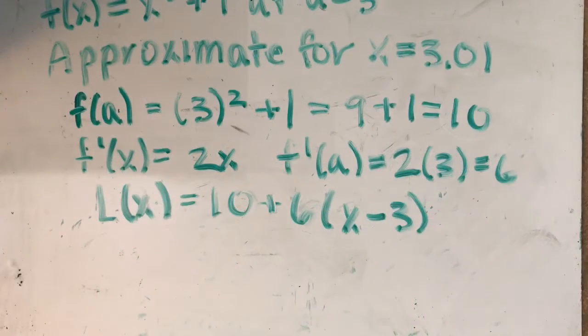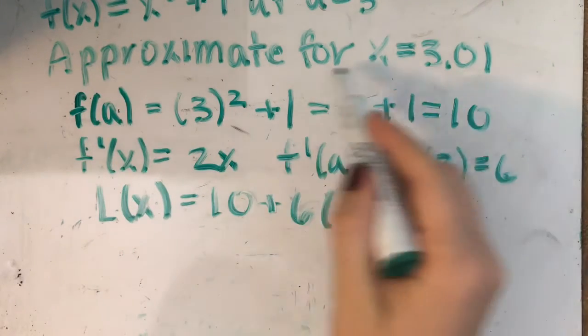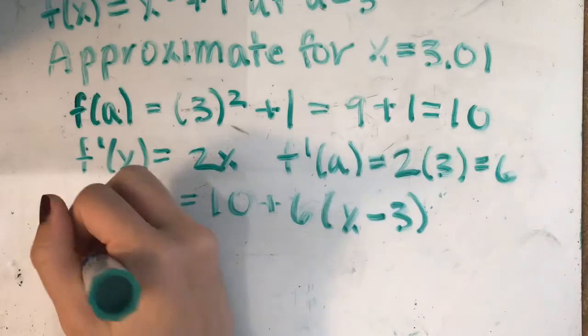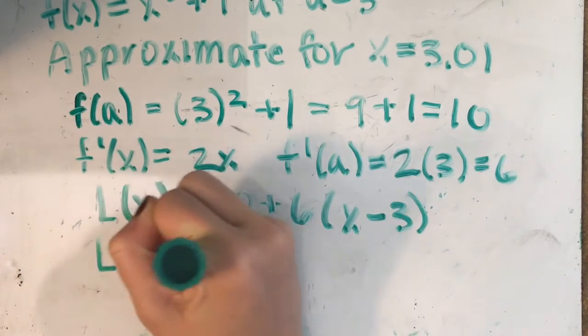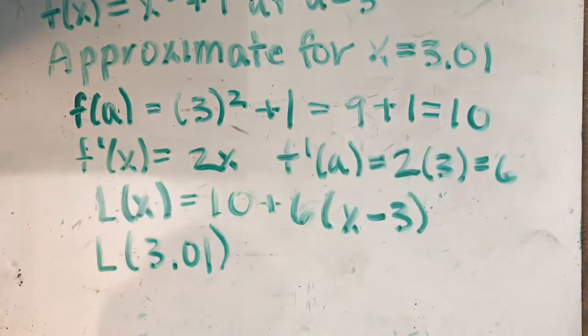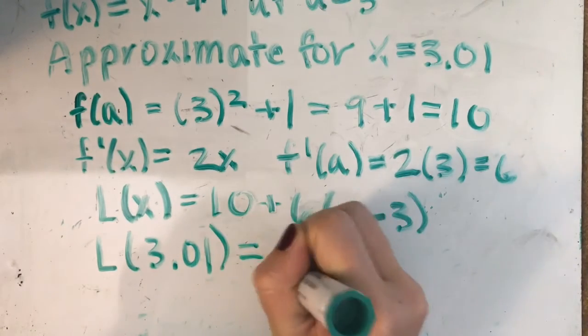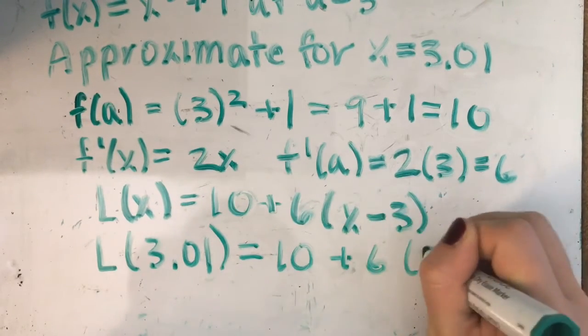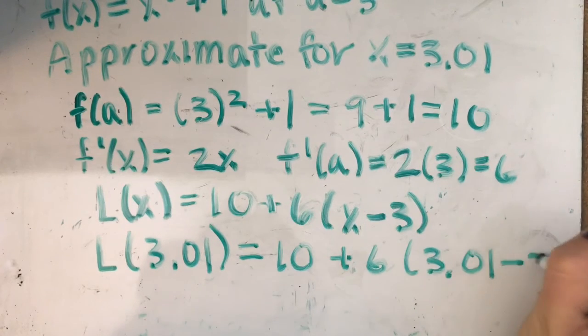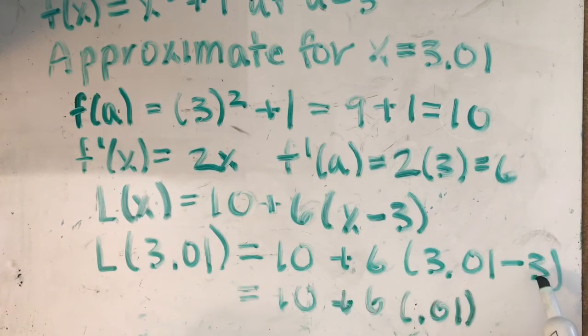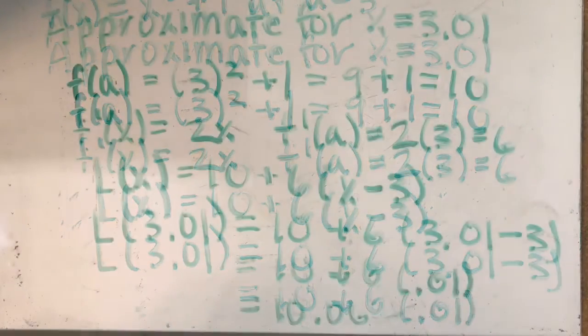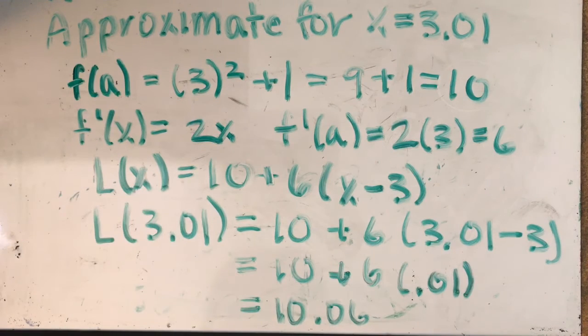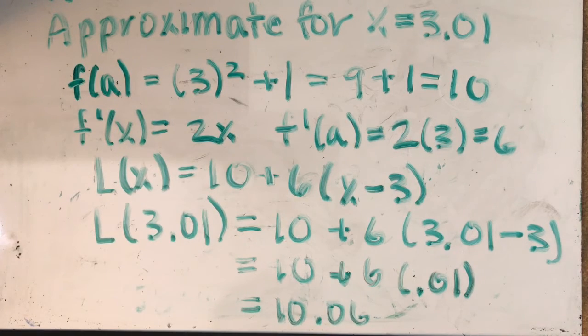Now we could simplify this equation, but since we are finding x equals 3.01, it's convenient to just plug it in from here. So then we can see that L of 3.01 equals 10 plus 6 times 3.01 minus 3. We can then subtract and reduce it down to 10 plus 6 times 0.01. We can then reduce and find that f of 3.01 equals 10.06 using linear approximation at a equals 3.